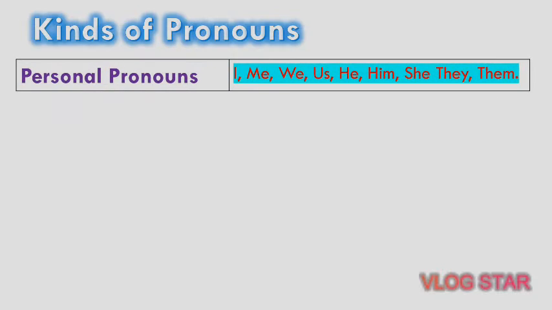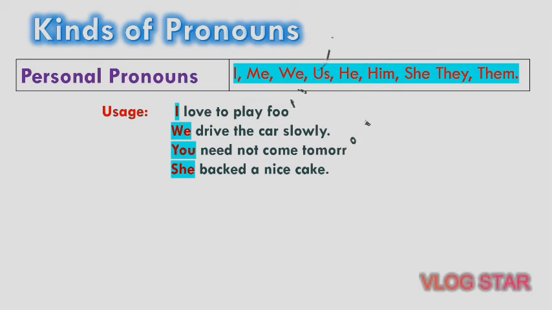So first comes the personal pronoun. The personal pronoun actually replaces a person. It suggests a person. It refers to a person. And what are those? The personal pronouns are I, me, we, us, he, him, she, they, them. These are the personal pronouns which refer to a person. And the usage or the examples given under the column usage testify so.